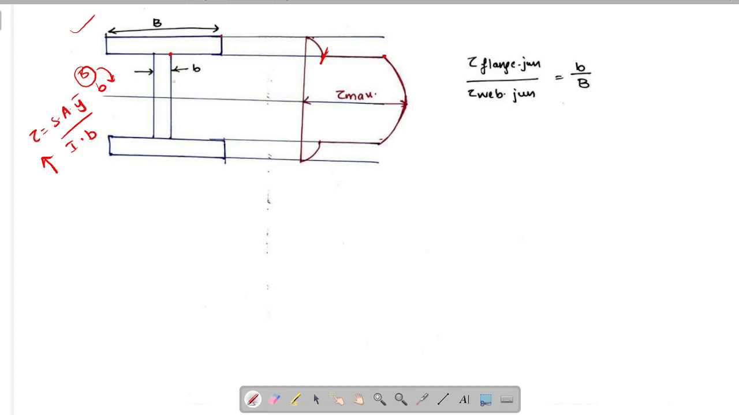Now, if we observe the web portion, this is like rectangle only. So, the shear stress variation will be a parabolic variation with maximum at neutral axis. The main important point to be remembered in case of I section is this thing. That is, what is shear stress in flange region just above the junction, and what is shear stress in web region just below the junction.